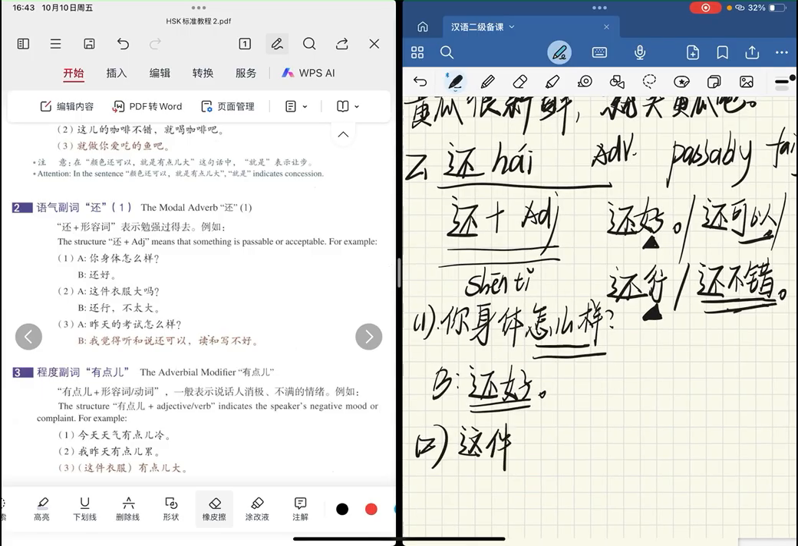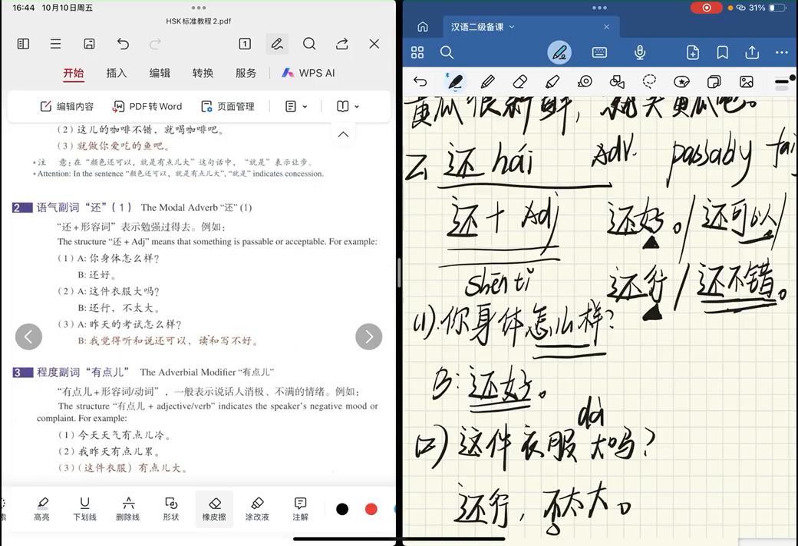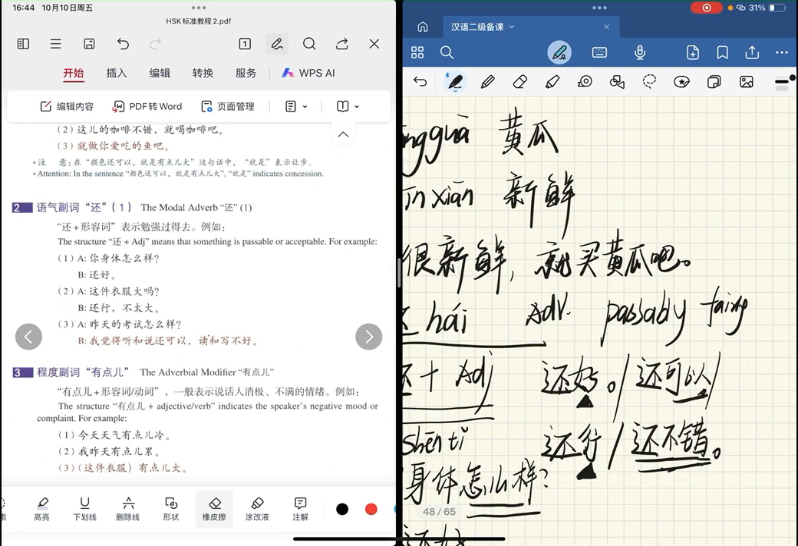Okay, so this means your health is not very good but it's okay. Next conversation: 这件衣服大吗？衣服 means clothes. Is this shirt big? The answer is 还行, it's okay. 还行，不太大。Not too big.